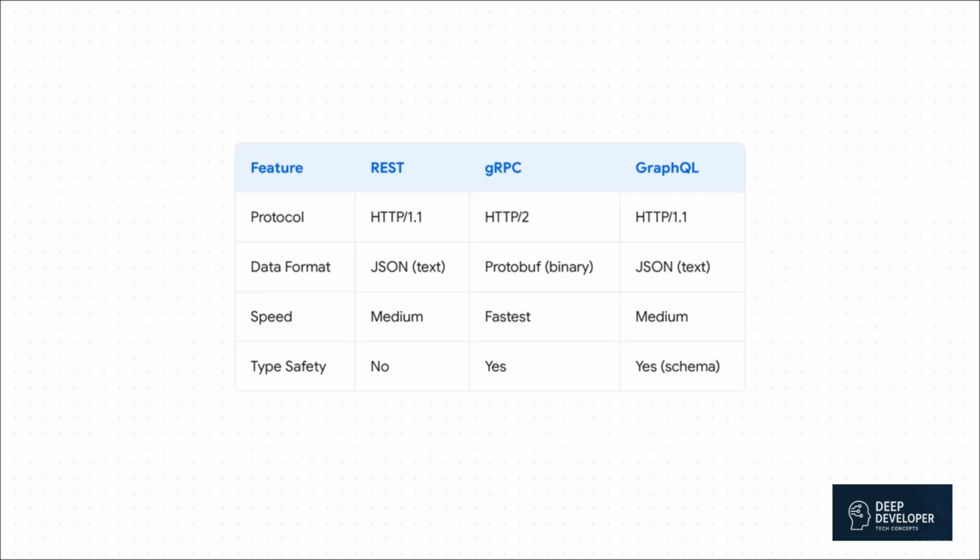We've basically got 3 main contenders here. You've got REST, which is the universal standard, using text-based JSON. Then there's gRPC. This is the speed demon. It gets its amazing performance from a binary format called protobuf and the newer HTTP/2 protocol. And finally, GraphQL, which also uses JSON, but gives your front-end clients this incredible power to ask for exactly the data they need, no more, no less. But for pure internal speed and type safety, gRPC is the clear winner.